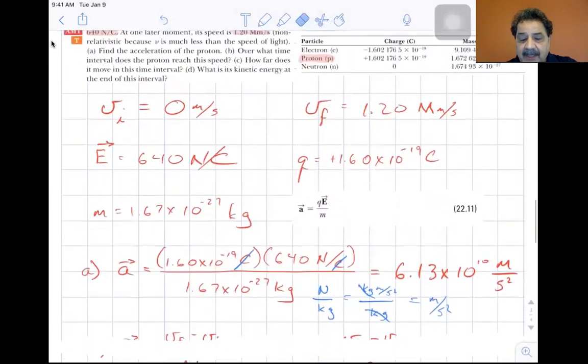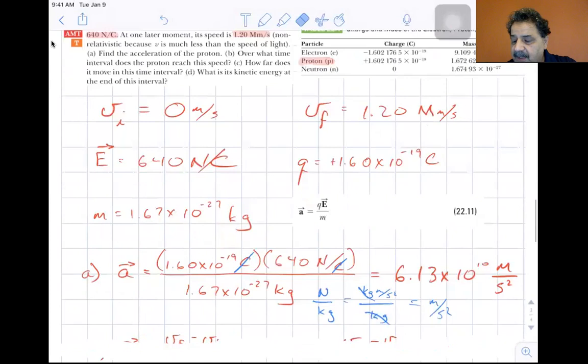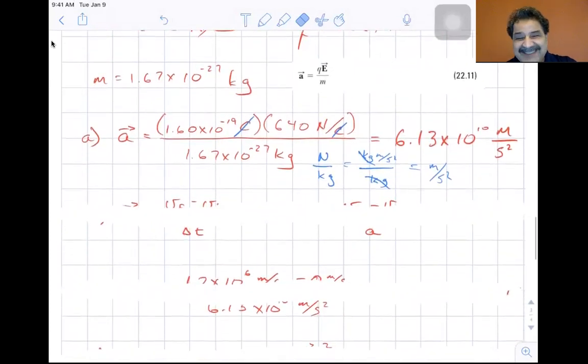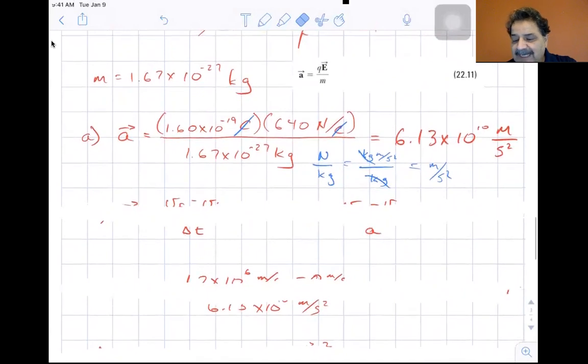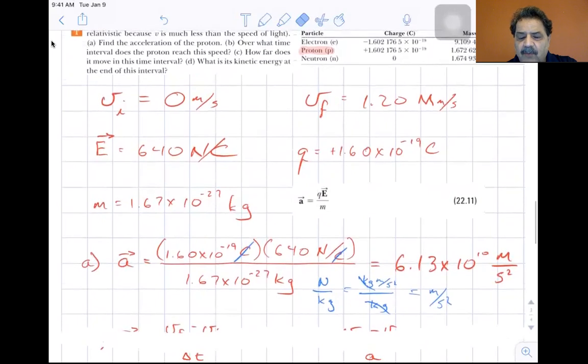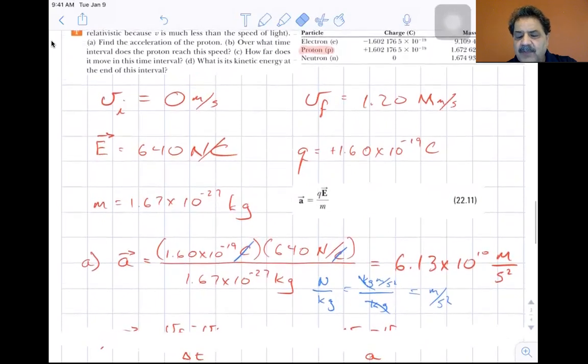So that's A. A is find the acceleration of the proton. We get 6.13 times 10 to the 10th meters per second squared. That's a strong acceleration. The question B is over what time interval does the proton reach the speed?